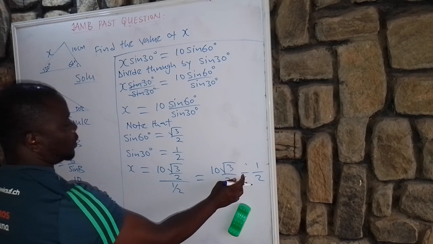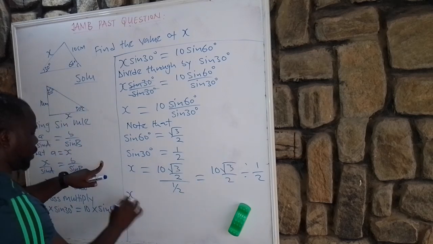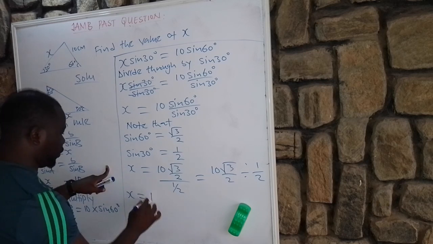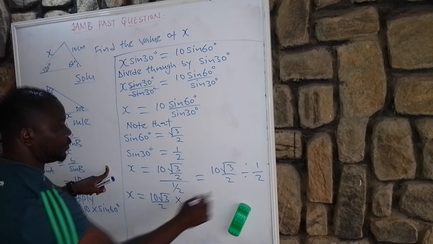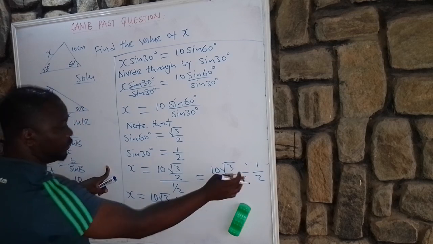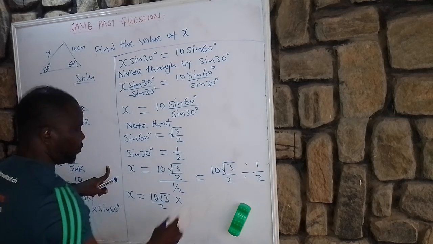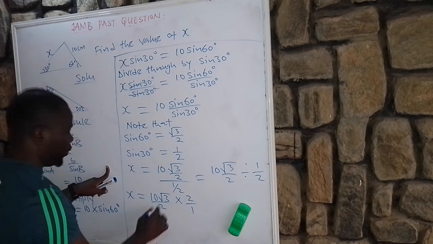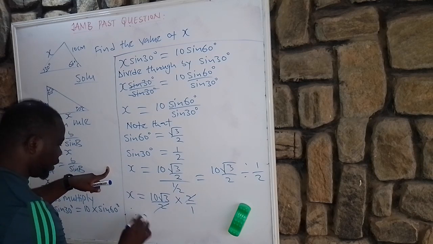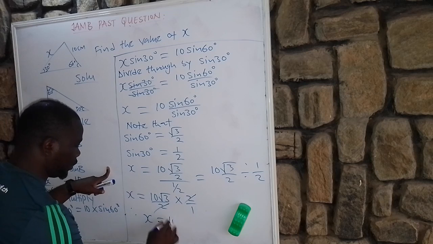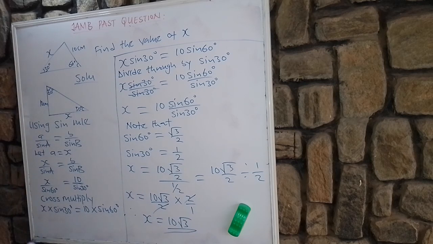So we now convert division into multiplication. It implies that our X will now be equal to 10 root 3 all over 2 times, if you change this division to multiplication, the denominator will come up, the numerator will come down. So 2 all over 1, this and this will cancel. So therefore, our X will now be equal to 10 root 3. This is the answer. It's simple as ABC.